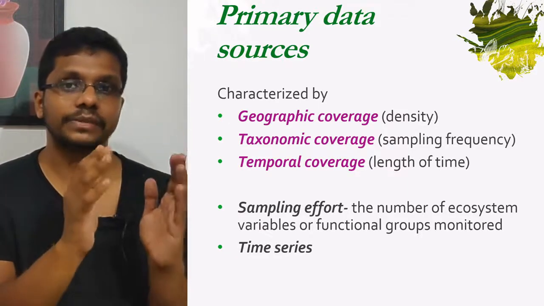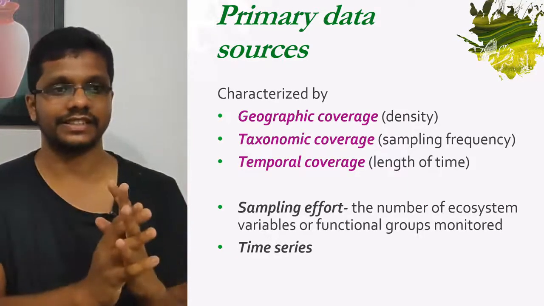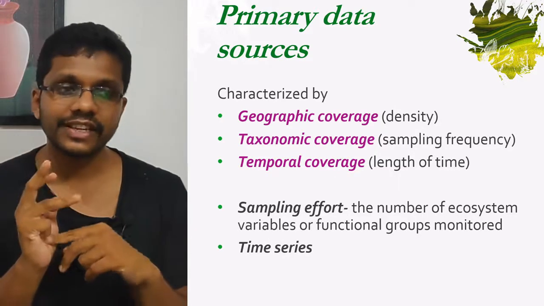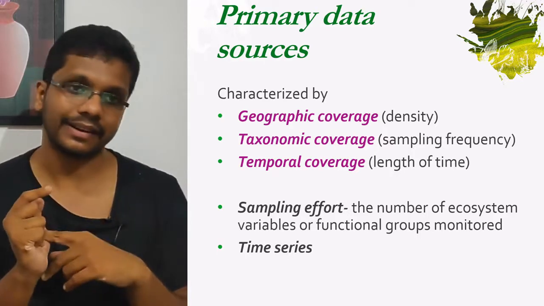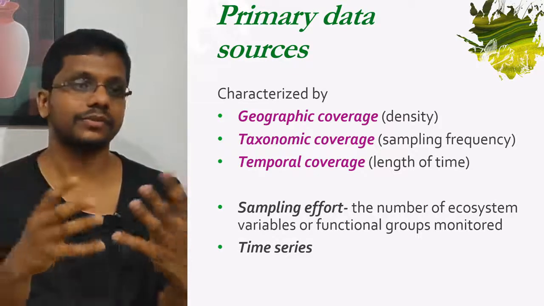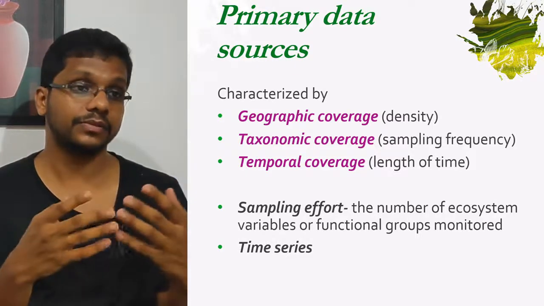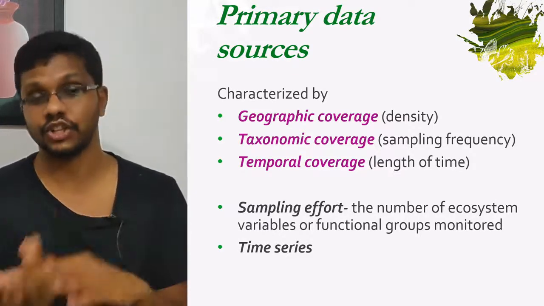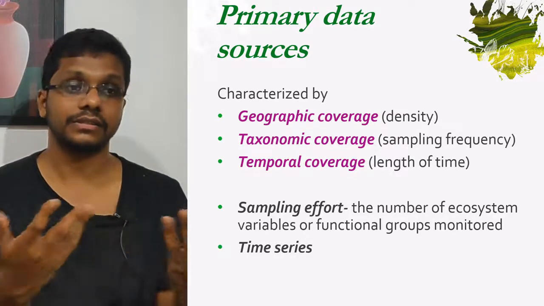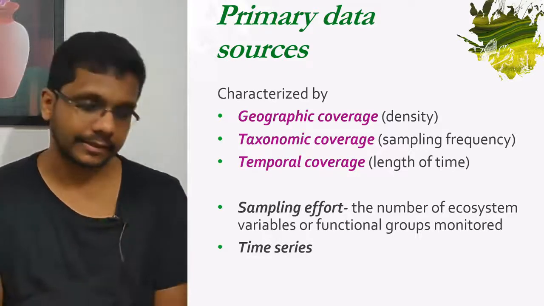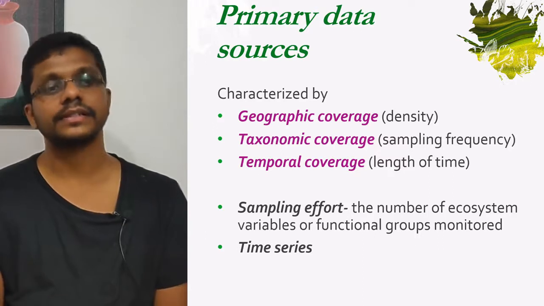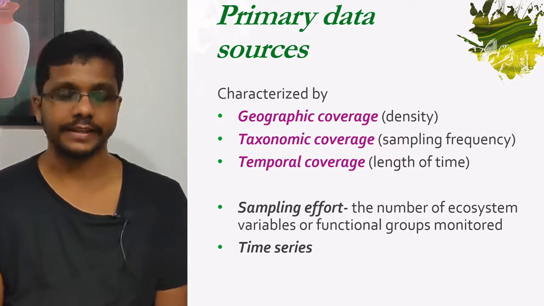And each of these classes of experiment has different types of coverage. Here we have three different types of coverages: geographic coverage, taxonomy coverage, and temporal coverage. Different types of study will have different types of coverage. Maybe one type of study may have higher geographical coverage, but the temporal coverage will be less. Maybe taxonomy coverage is high and temporal coverage is less. Things like that can happen. So we should understand what these different types of coverages mean.